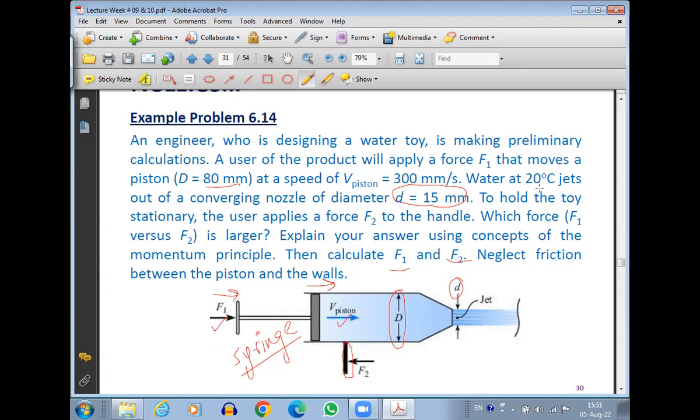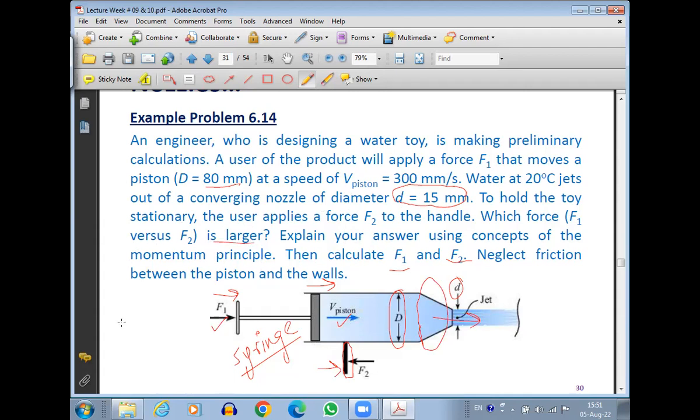Okay, water at 20 degrees centigrade jets out of the converging nozzles. This is a converging nozzle here, and the water is going to come out in the form of a jet, of diameter 15 millimeter. To hold the toy stationary, the user applies a force F2 to the handle. So this is the handle with which the user holds the syringe, holds the toy in place. Okay, which force, F1 versus F2, is larger?